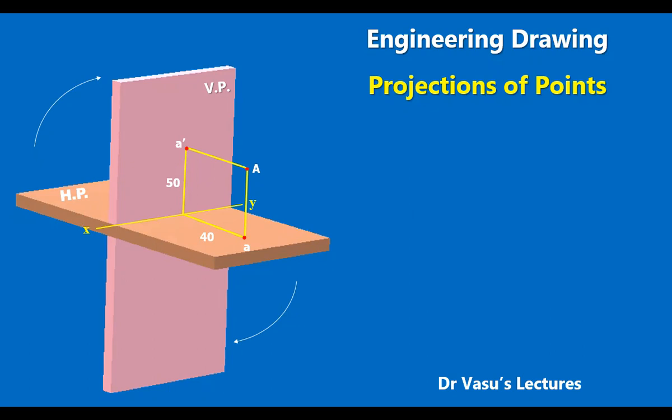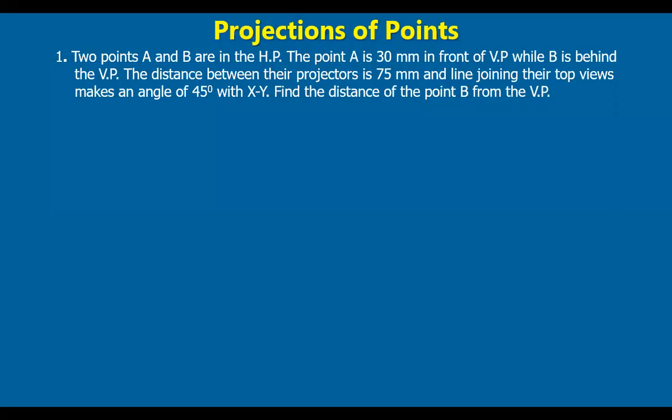So here, projections of points, typical problems. Two points A and B are in HP. When the point is in HP, its front view lies on the reference line. So A and B front views are on the reference line. Draw the reference line, and I mark the point A first here. A dash is on the reference line. B dash is also on the reference line, but we don't know where it is exactly.